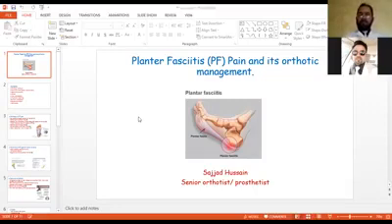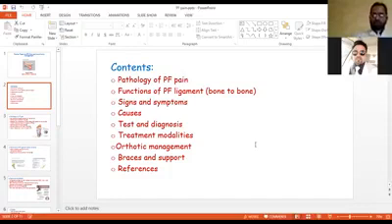This pain is very aggravating, especially early in the morning when the patient takes the first few steps. And its orthotic management. So we will go systematically. First, we will introduce plantar fasciitis, its pathology, and then the function of the plantar fascia ligament, then its signs, symptoms, causes, diagnosis, and then treatment modality, especially with braces or orthoses. Lastly, you are welcome to give feedback, discussion, or any questions, and with references.